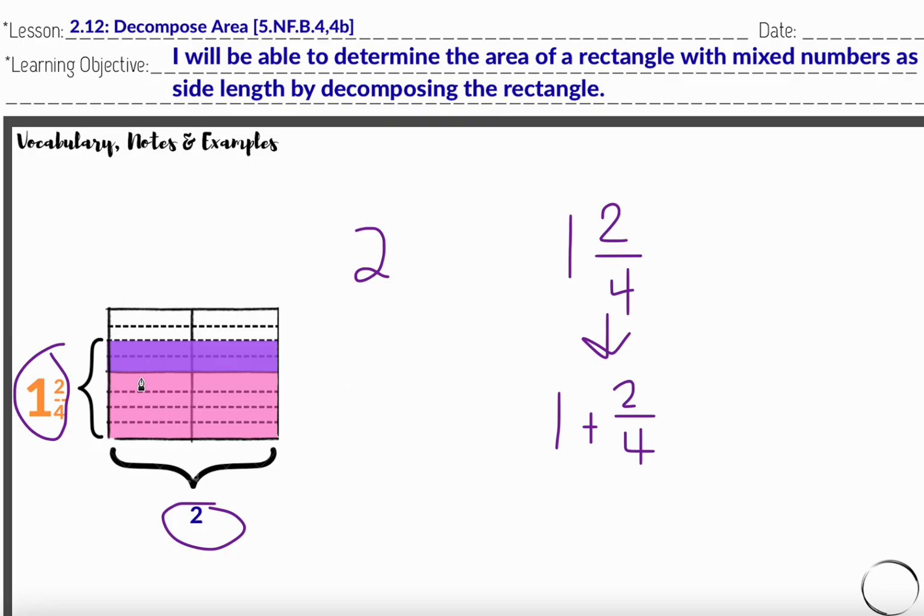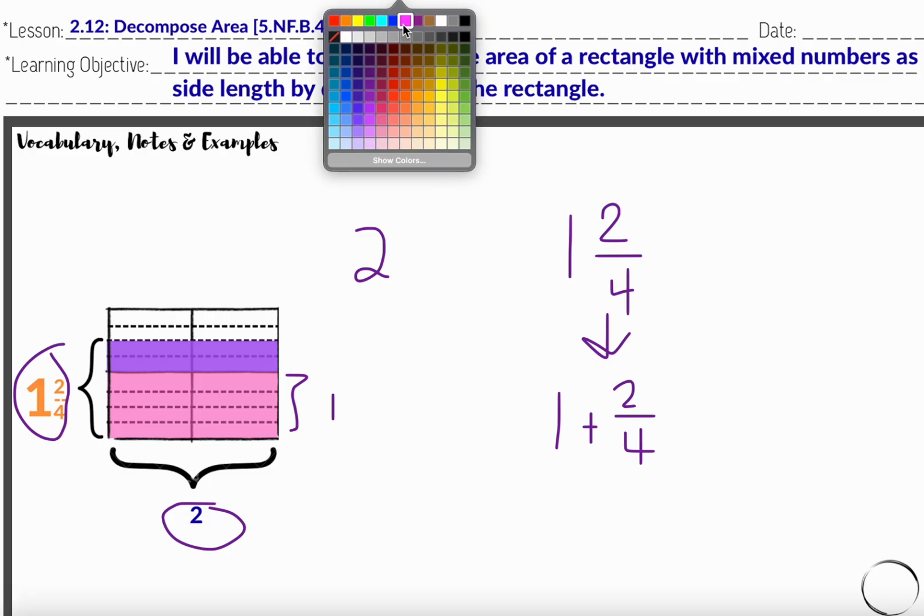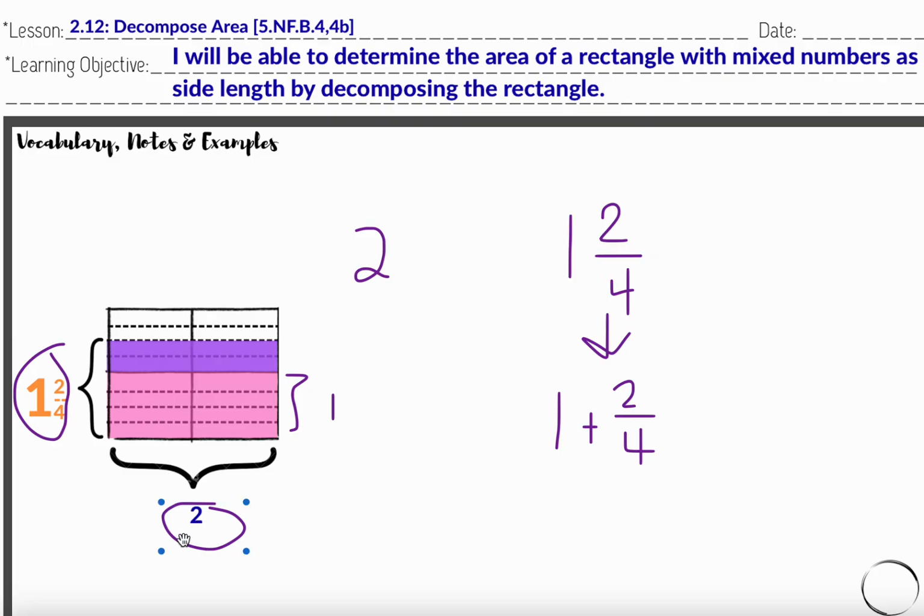I can take my pink area, which is 2 times 1. So this part right here is the 1, and I can multiply that. So I can say 2 times 1, that's 2 square units, right? So that's going to be my pink. Let me change that into pink so you can see that. Okay, so again, I'm going to take my 2 and my 1, and I'm going to say 2 times 1, and that is going to give me 2. Okay, that's not a 6, that's a 2.